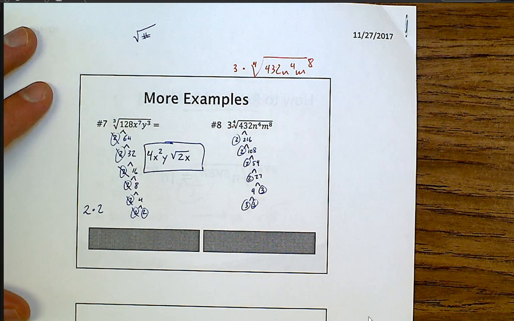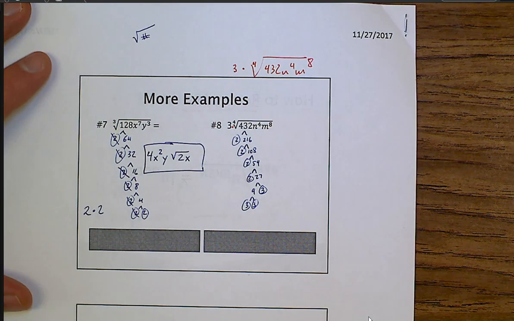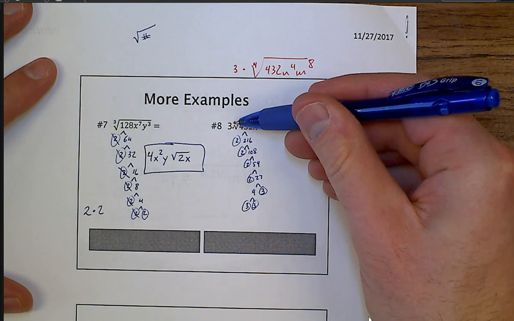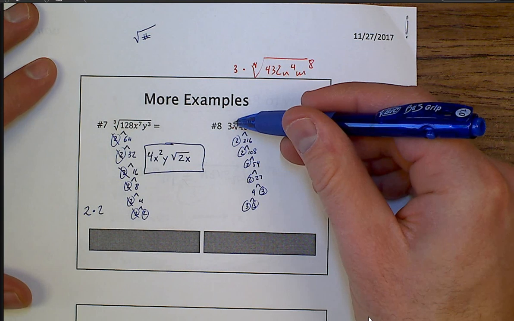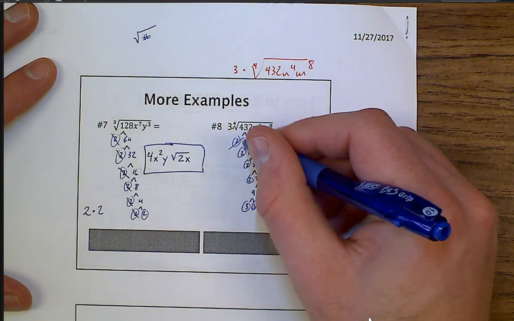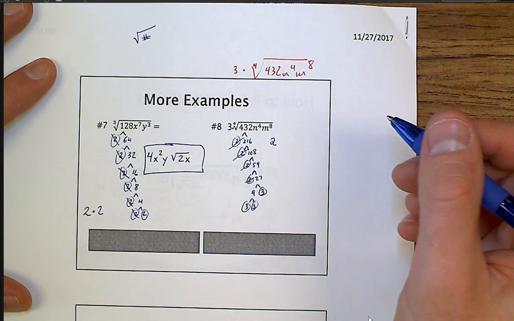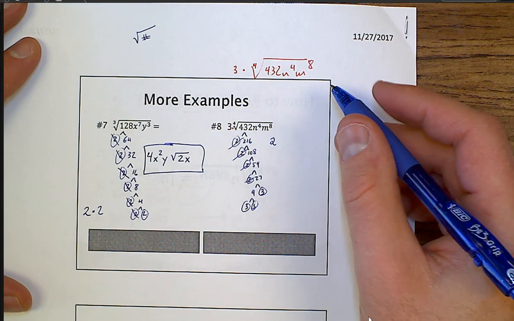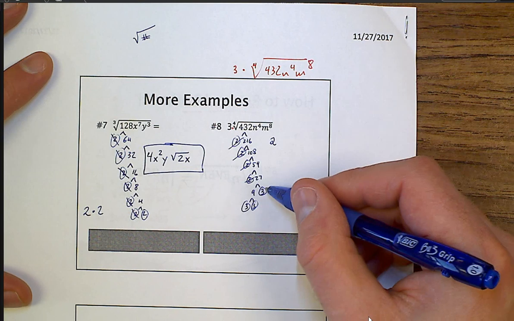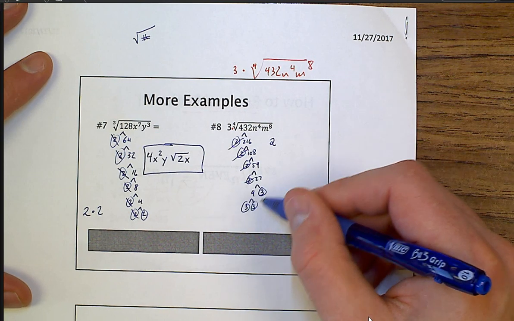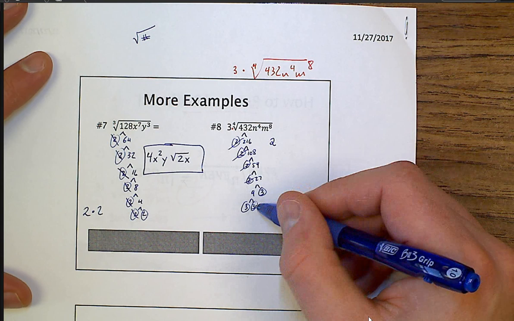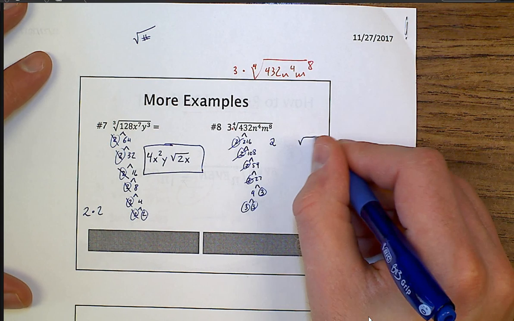Now, what are we looking for in terms of groups? This is the 4th root, which means you're looking for groups of 4. So 1, 2, 3, 4. There is one group of 4 2's. I don't have 4 3's. So all 3 of these need to get put right back underneath my 4th root.